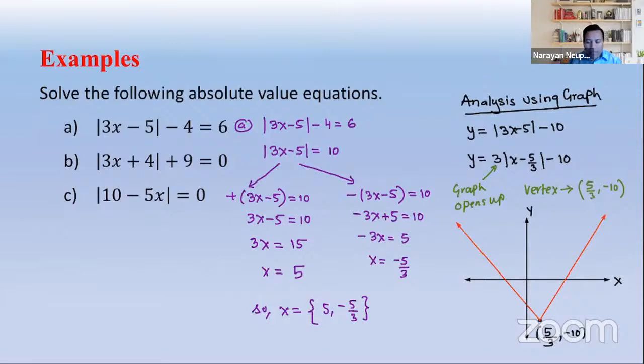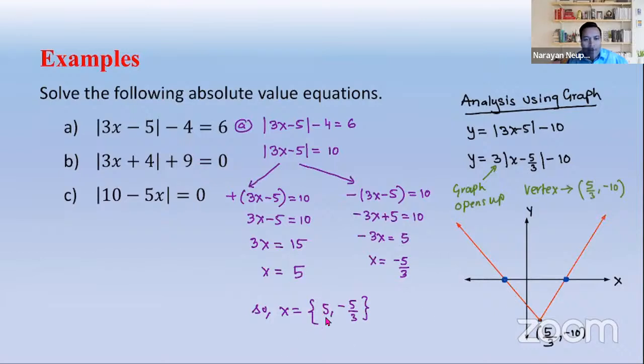If you look at the screen carefully, you'll see that there are 2 points where the graph will cross the x-axis. These 2 points are the answer to this absolute value equation. Since we have these 2 points, these are the answer to our equation. So clearly one value is positive, the other one is negative. That's what we got here.